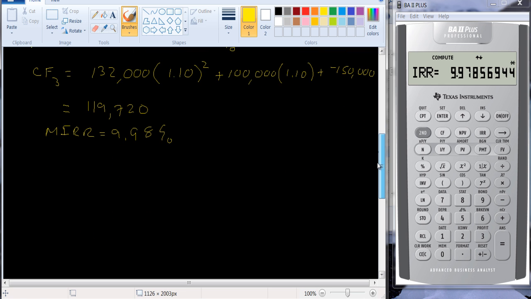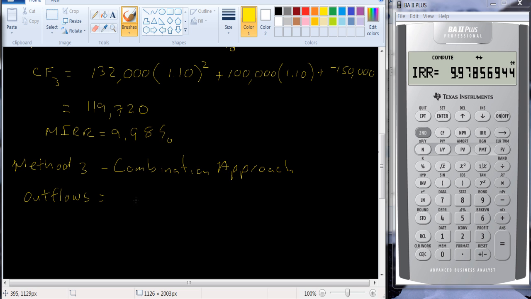So the third and final method we'll look at is the combination approach. And the combination approach is where we take the negative cash flows, or the outflows, back to year 0, and we take the inflows out to the last period. So the outflows in this case are going to equal minus 90,000 plus the present value of the 150,000.